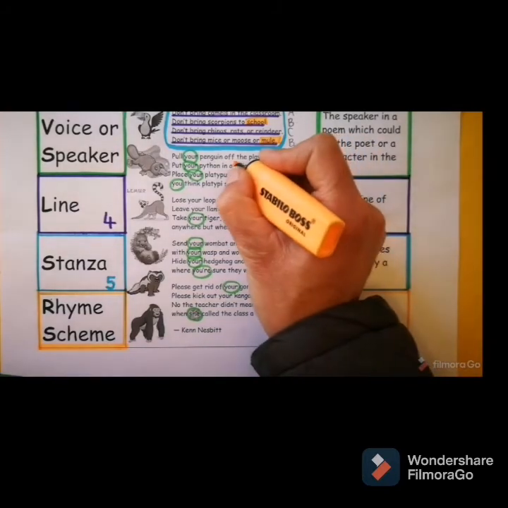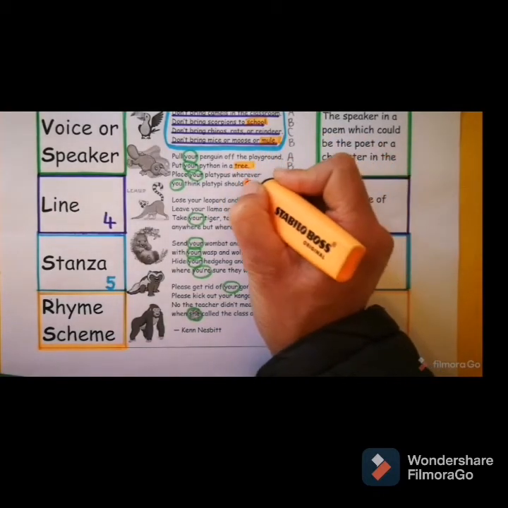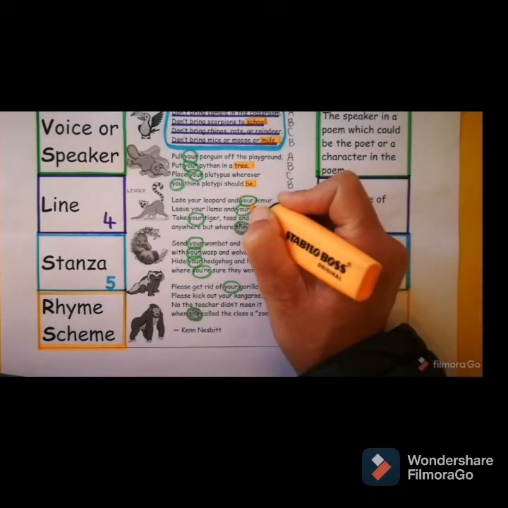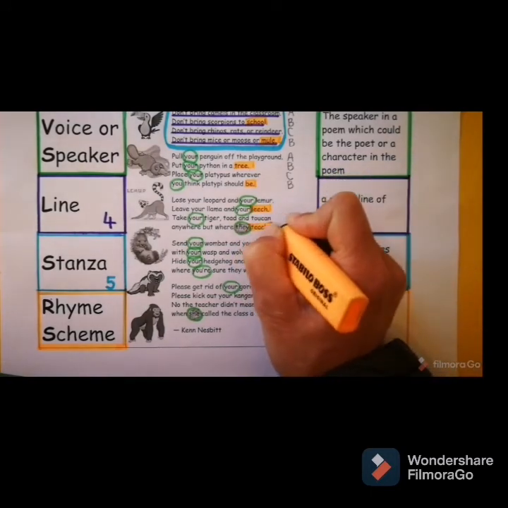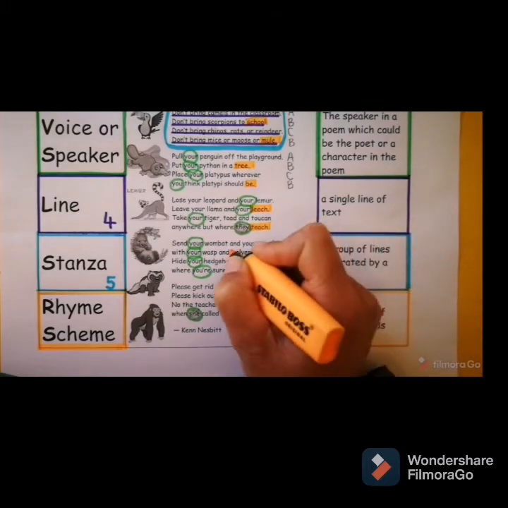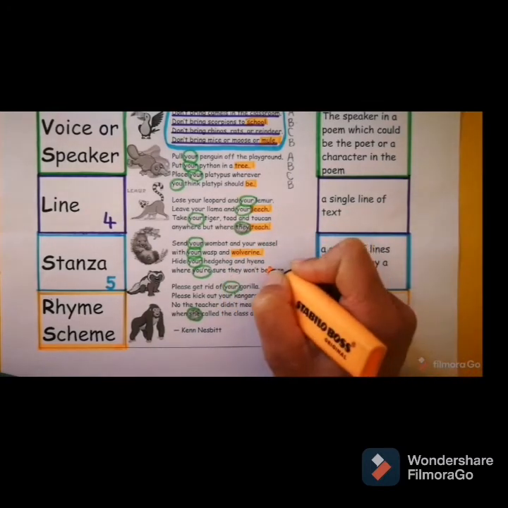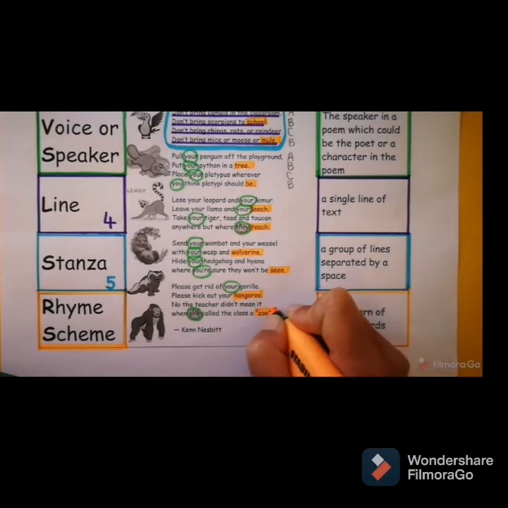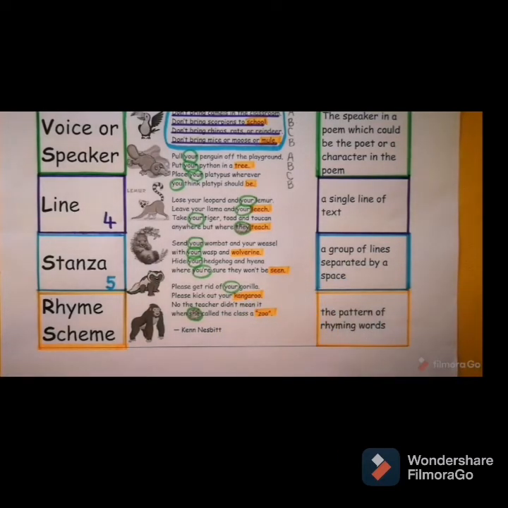Now that I've found the pattern, it's very easy to find the rhyming words. Let's go ahead and find them. Leech rhymes with teach. Wolverine rhymes with seen. Kangaroo rhymes with zoo. Well done, you've got it.